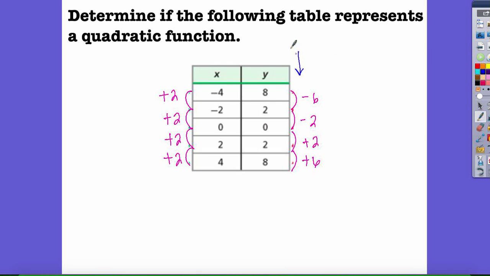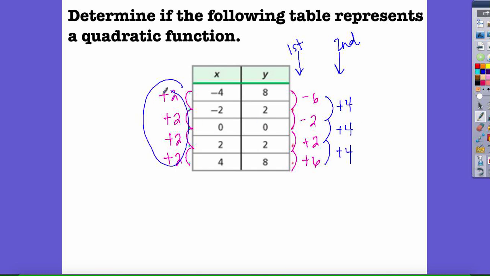So these were the first differences. Now I need to find the second differences. So from -6 to -2, you add 4. -2 to +2, you add 4. 2 to 6, you add 4. So because I have a constant difference in the x's, and I have a constant second difference in the y's, this is a quadratic function.